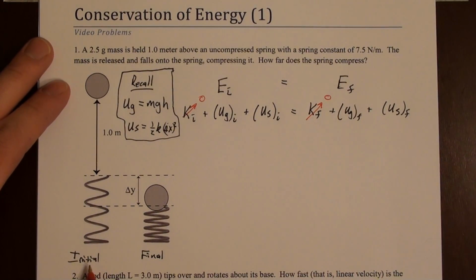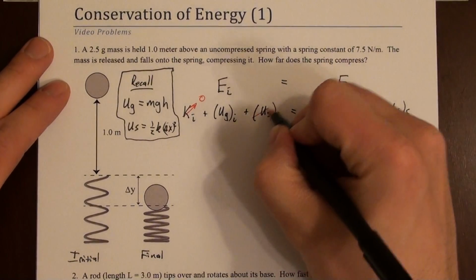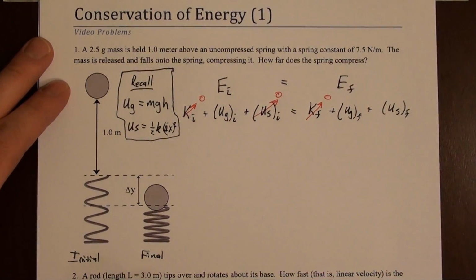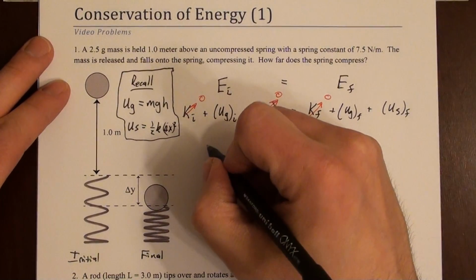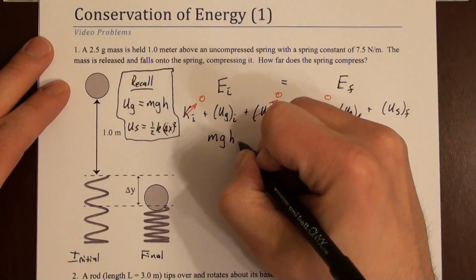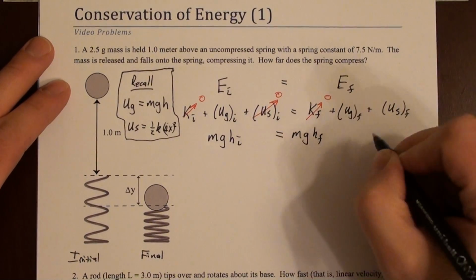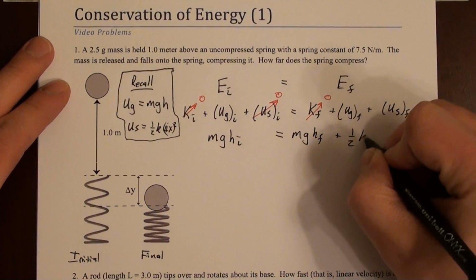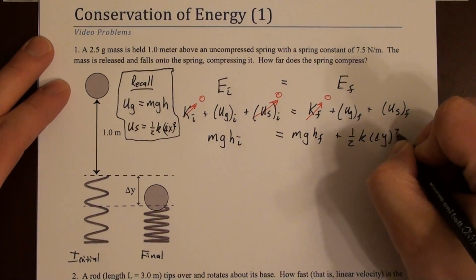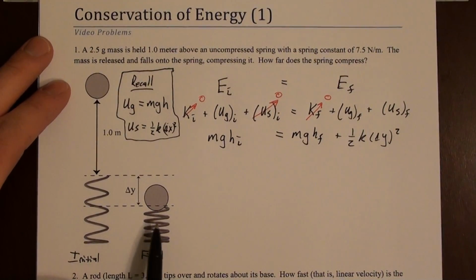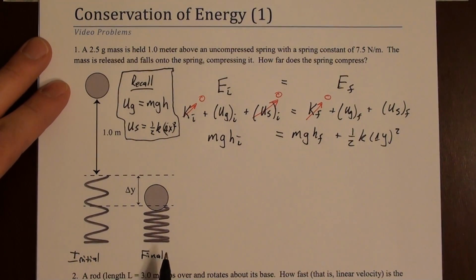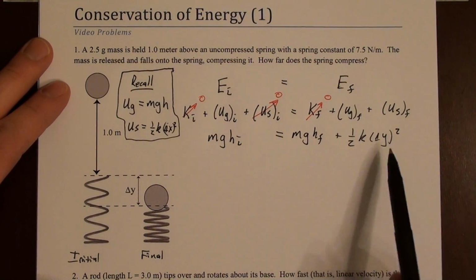Also, in the initial state, the spring is not compressed, so delta x in that case is 0. So this looks like what we should include. We'll say mgh initial equals mgh final plus 1/2 k delta y squared. That's just because we have the spring tilted so that the displacement from equilibrium is in the y direction. It doesn't really matter what we call it, but we'll call it delta y.